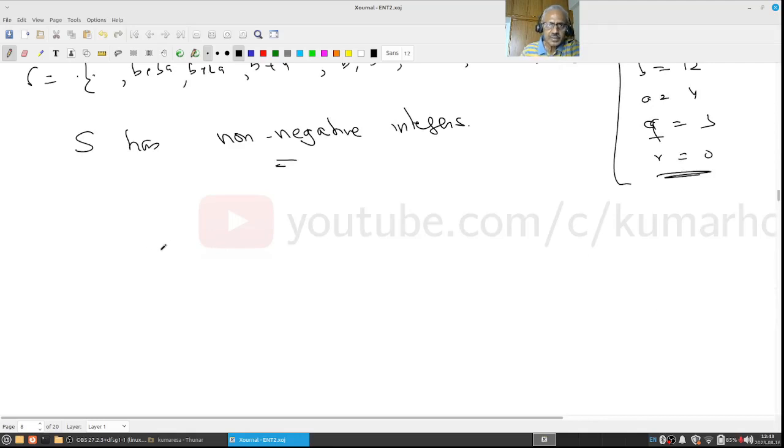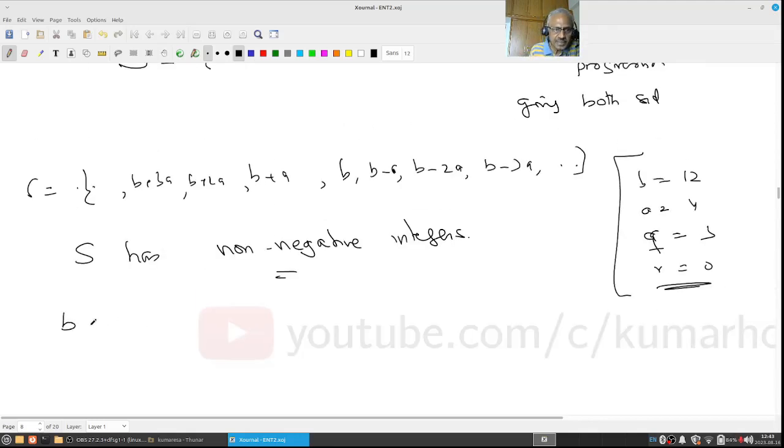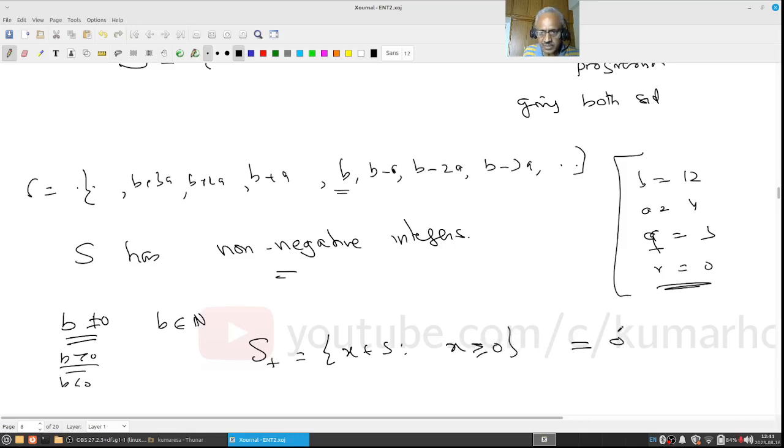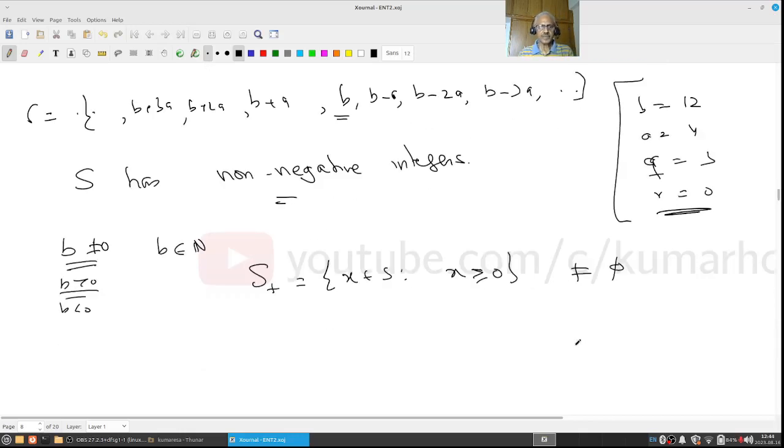Notice that b is non-zero. Do you remember that? Suppose b is already a natural number, therefore b is either positive or negative, since it's an integer. If b is already positive, that element is there. Let S plus be the set of elements x in S so that x is greater than or equal to 0. I want to claim this set is non-empty. If b is a natural number, notice that b already is here, therefore b belongs to this, therefore it's non-empty. Do you understand this?